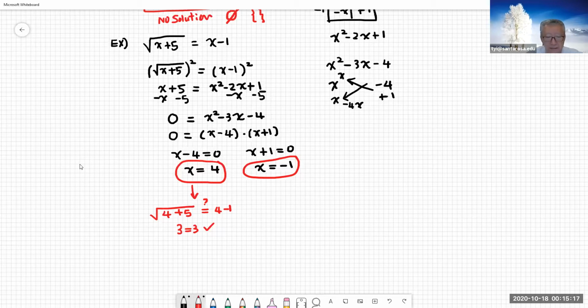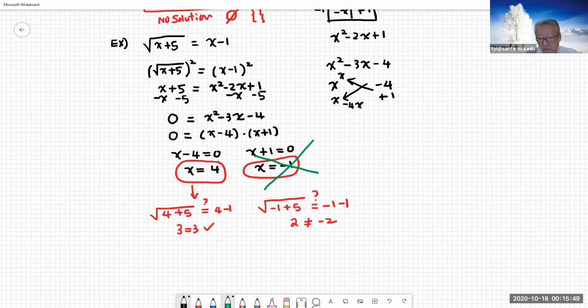What if I have a minus 1? So let's just do that. So you got square root of minus 1 plus 5. Is this going to be equal to minus 1 minus 2? Minus 1 plus 5 is going to be 4. And square root of 4, you get 2. But that's not equal to minus 2. So therefore, the minus 1, okay, is not a solution.